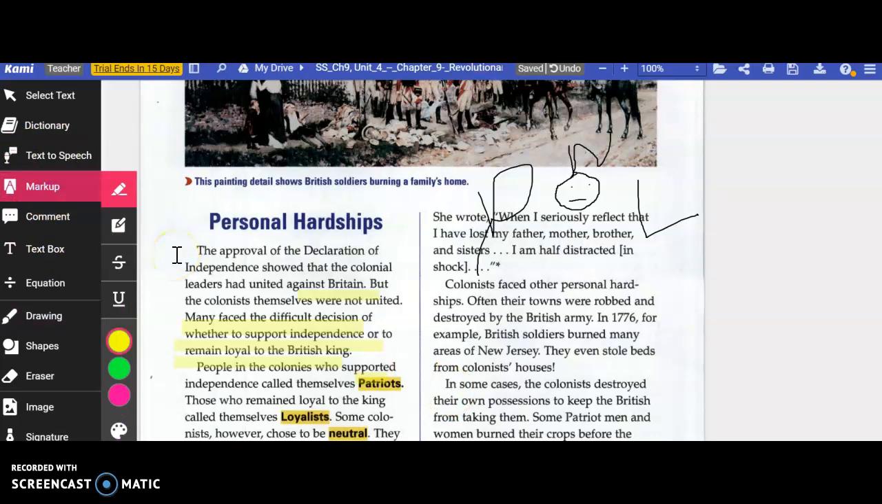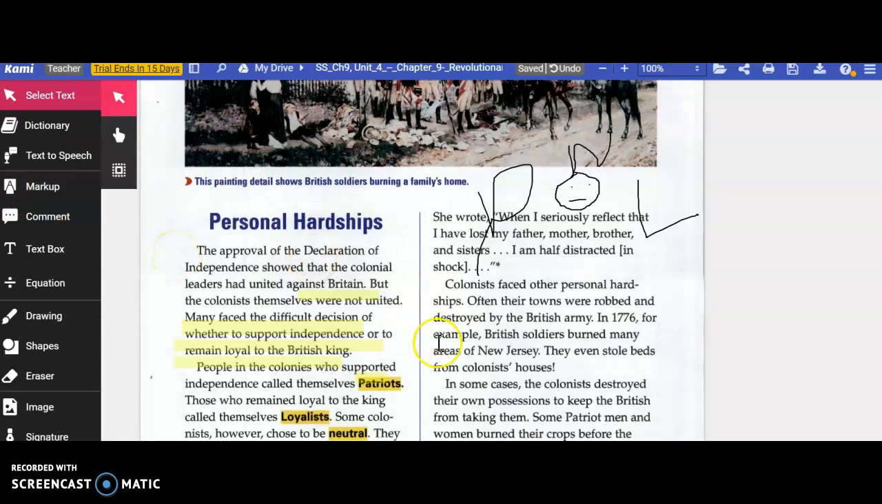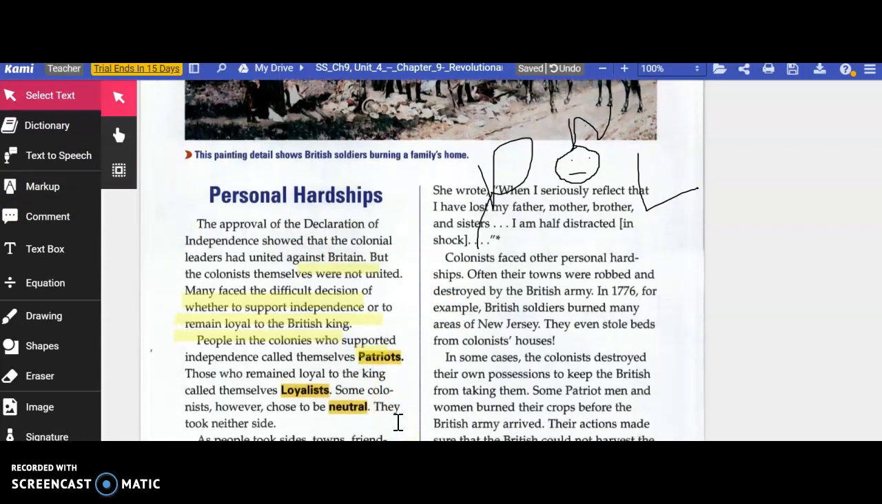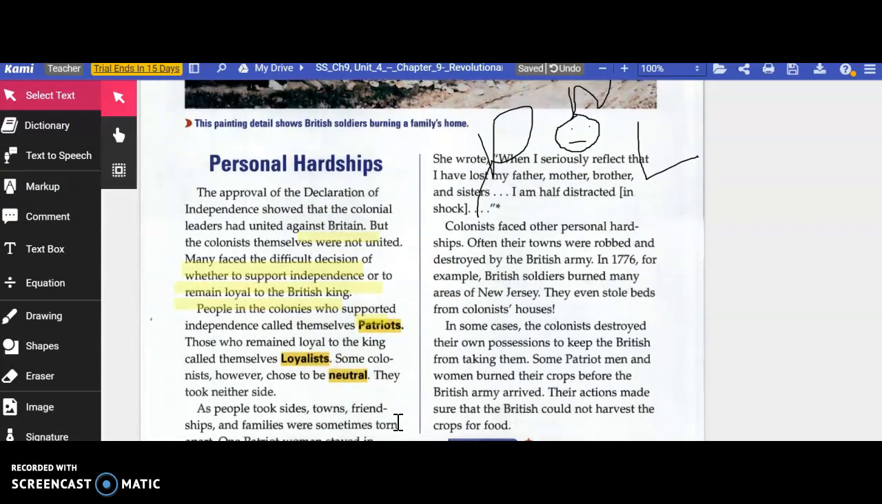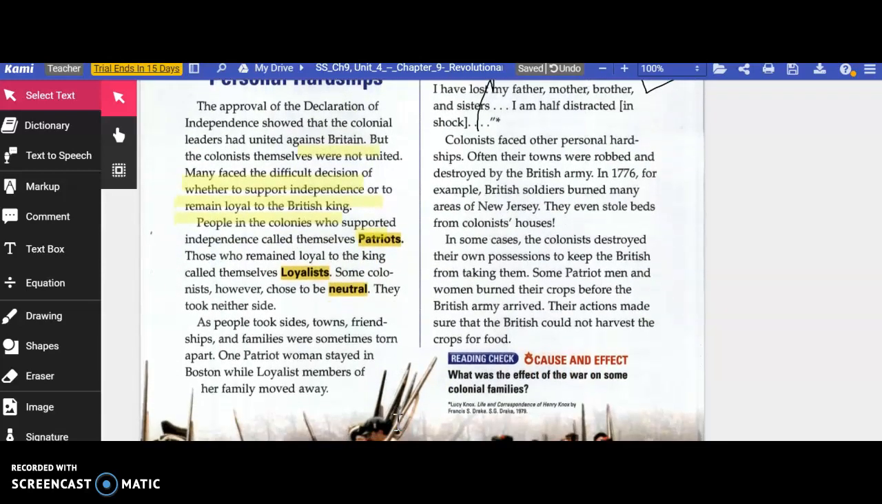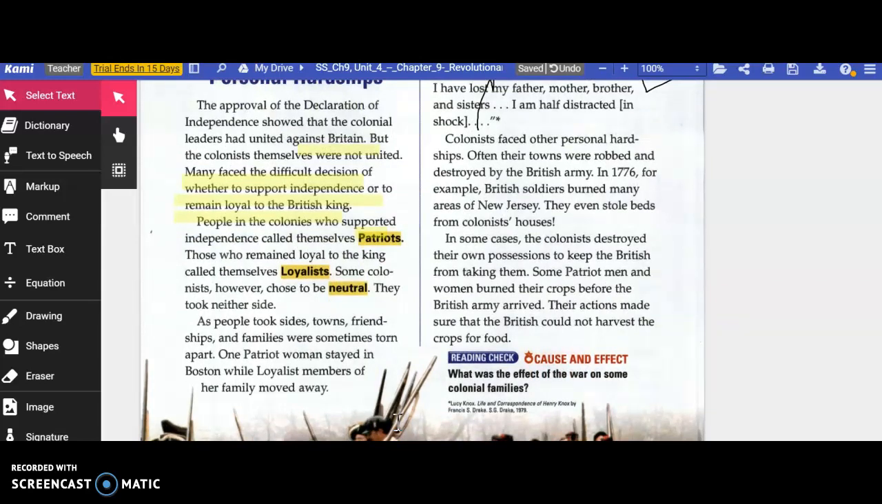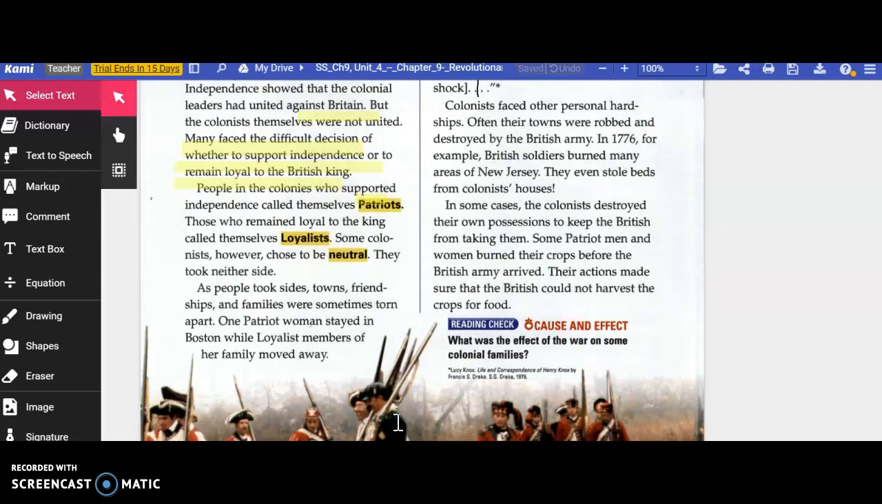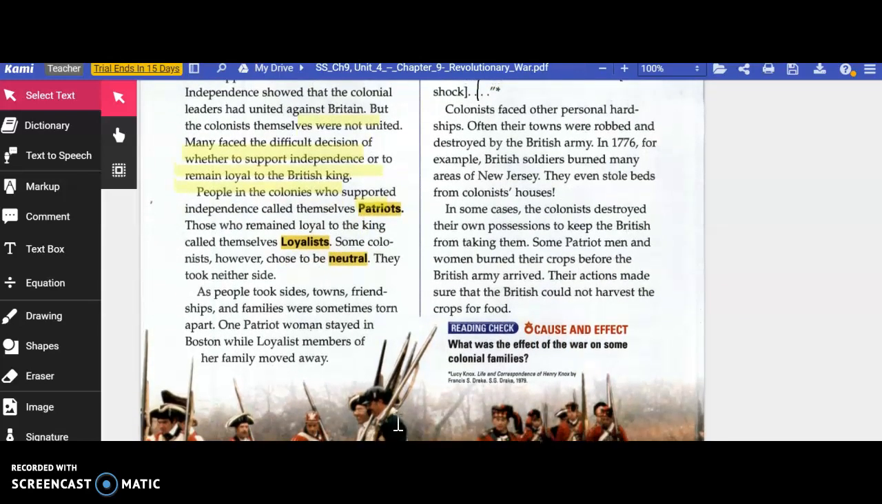So people in the colonies who supported independence called themselves patriots. Those who remained loyal to the king called themselves loyalists. Some colonists, however, chose to be neutral. They took neither side. As people took sides, towns, friendships, and families were sometimes torn apart. One patriot woman stayed in Boston while loyalist members of her family moved away.